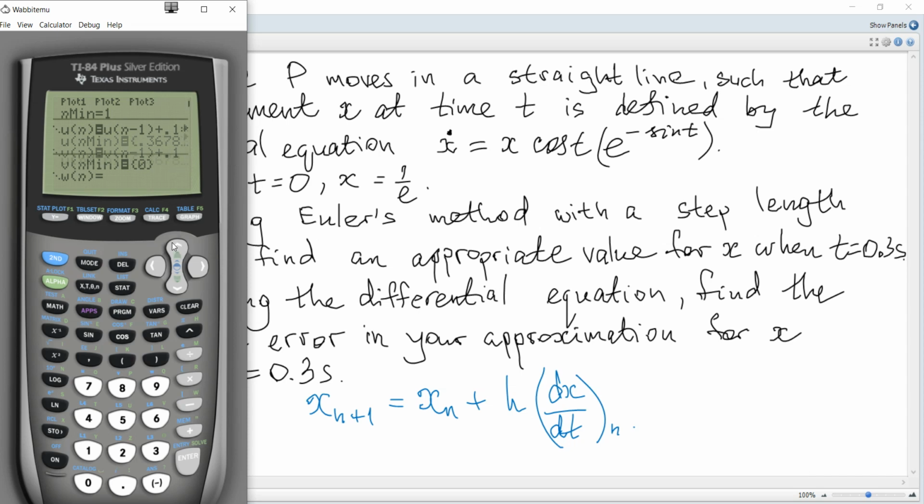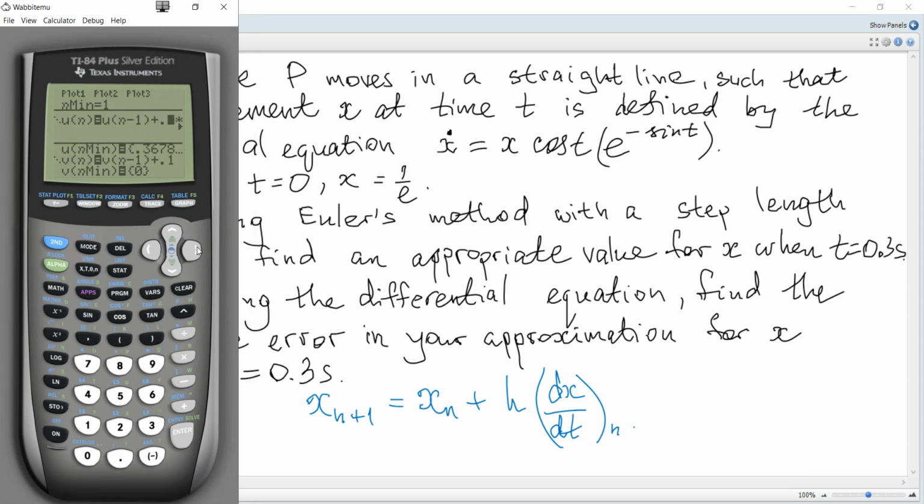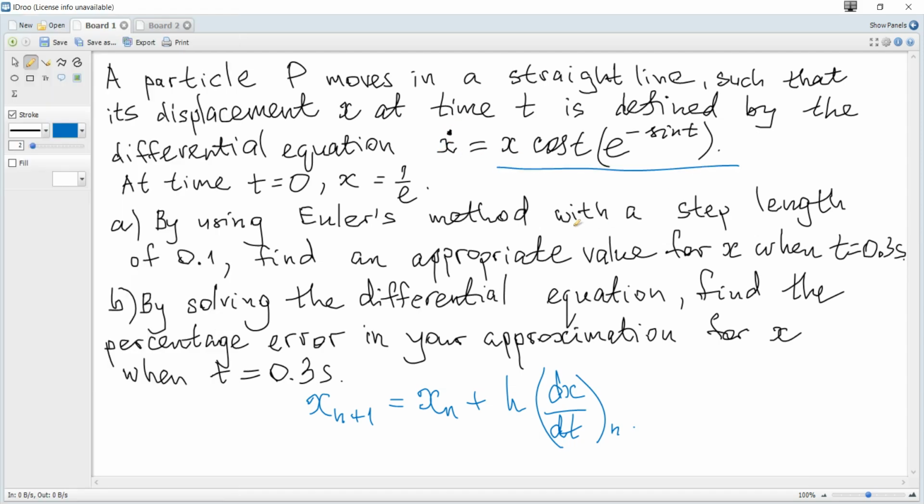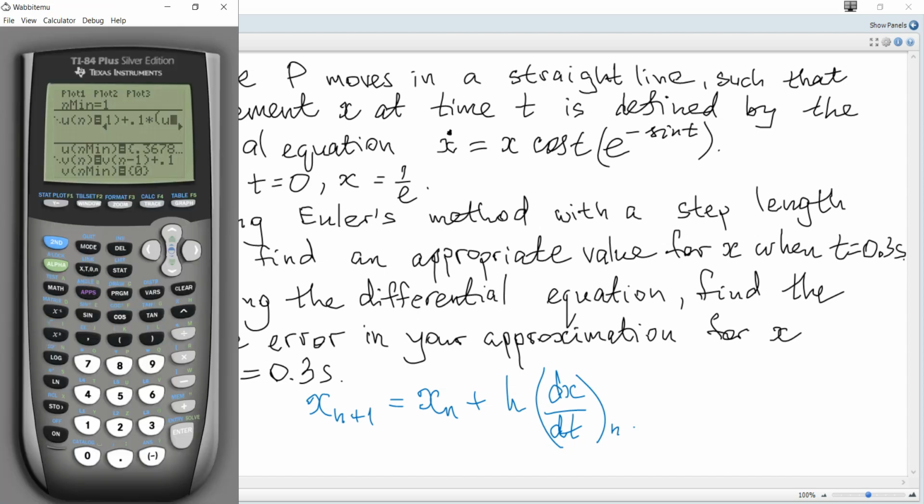U is x, and the next x value is the current value of x, u of n minus 1, plus a step, 0.1, multiplied by the derivative, and the derivative dx over dt is given by this expression. And you can see it's x, which is u of n minus 1, multiplied by cosine of t, and t is v, so there must be v of n minus 1, and there must be the correct number of parentheses, and then multiplied by e to the power of negative sine of t, and t is v of n minus 1.